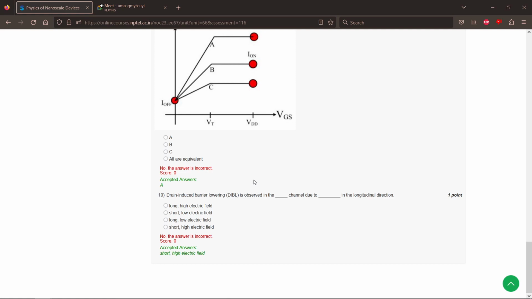Sir, in the previous week, you taught so much about MOSFET and then concluded the session with DIBL. Mostly the DIBL effect comes because of the short channel effect. But sir, in that, you see that drain induced barrier lowering is observed in dash long channel due to the high electric field in the longitudinal direction. Option A is correct.